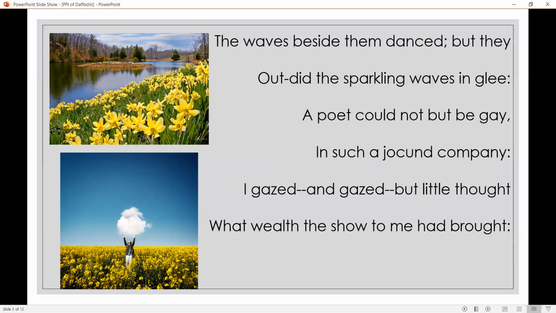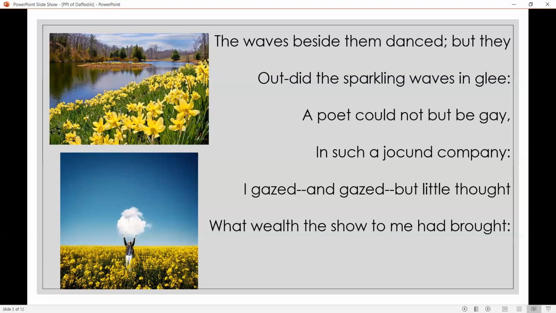So finally, out of all this, whatever he was gazing at till now, he was just gazing at it and then thought about it a little. What is that wealth? What is that benefit he got from doing this? The poet explains, even though he was amazed and loved watching the daffodils, he was still thinking, what did he gain finally?